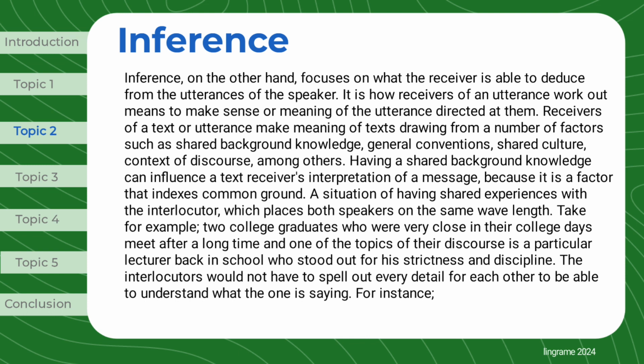Having a shared background knowledge can influence a text receiver's interpretation of a message, because it is a factor that indexes common ground. A situation of having shared experiences with the interlocutor, which places both speakers on the same wavelength. Take for example, two college graduates who were very close in their college days meet after a long time, and one of the topics of their discourse is a particular lecturer back in school who stood out for his strictness and discipline. The interlocutors would not have to spell out every detail for each other to be able to understand what the one is saying.